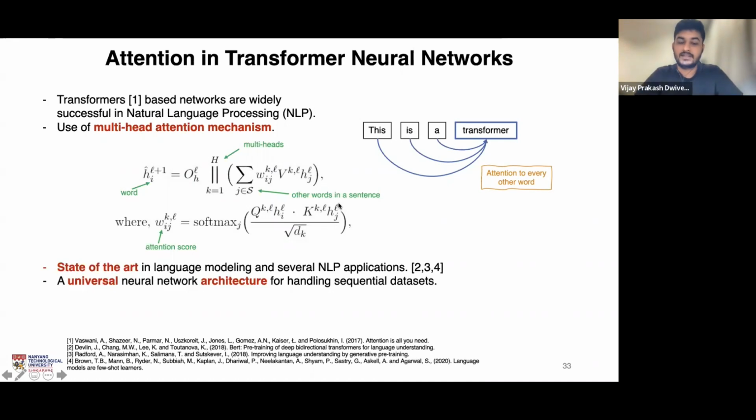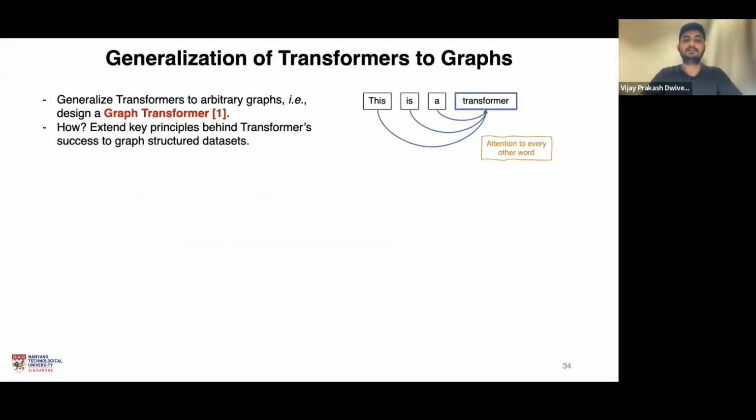Because attention is very powerful and has been shown to be state of the art in several NLP applications, and it's a universal neural network architecture for handling sequential data sets. And in recent times, it's also being applied to several other domains, such as vision transformers for images. So the natural question is how we can generalize the transformers to graphs and have a unified architecture, because we now have clear connections between transformers and graph neural networks, as both rely on the message passing mechanism.